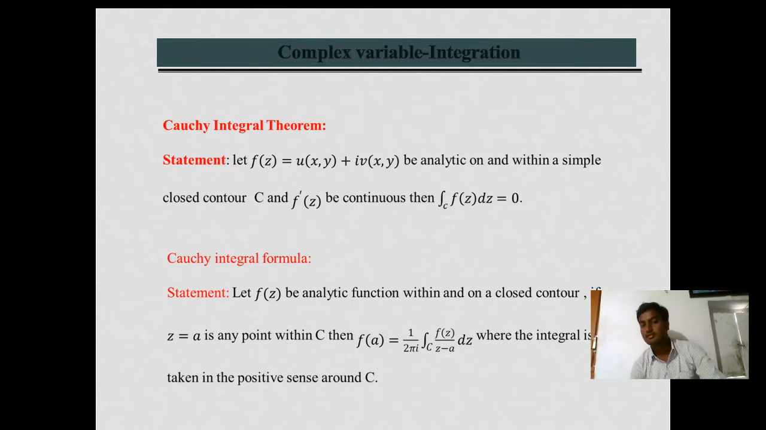Now we have theorems. The important theorems are Cauchy integral theorem and Cauchy integral formula. See, Cauchy integral theorem is: f of z is an analytic function on and within a simple closed curve C, and f dash of z is also continuous. Then integral f of z dz is 0. See the statement, this f of z is well known to be analytic. Analytic means it is differentiable on and within a closed contour C.